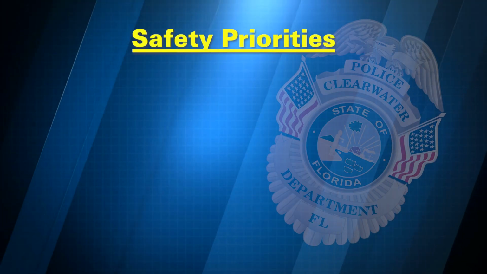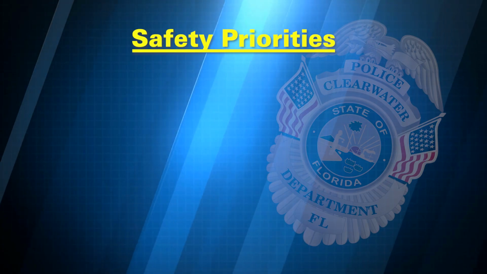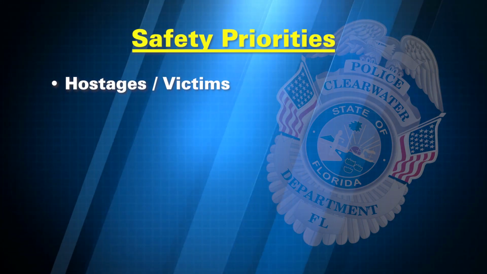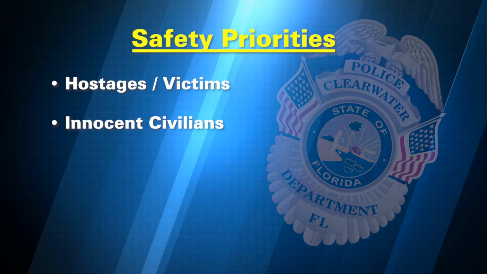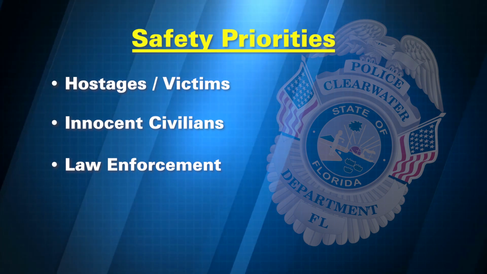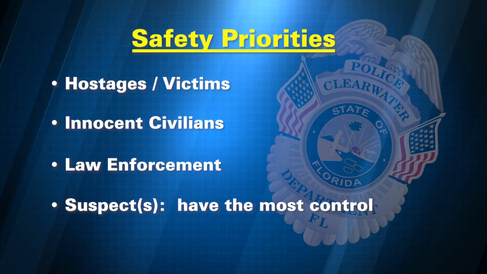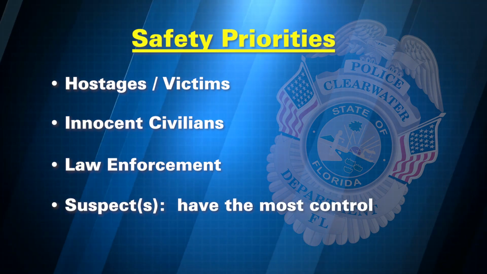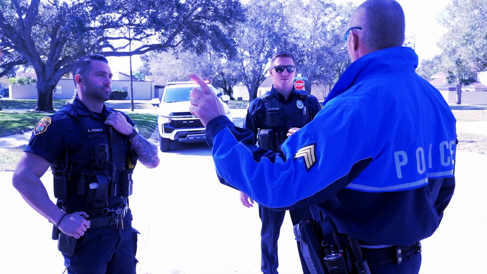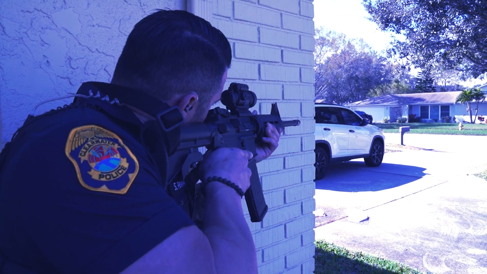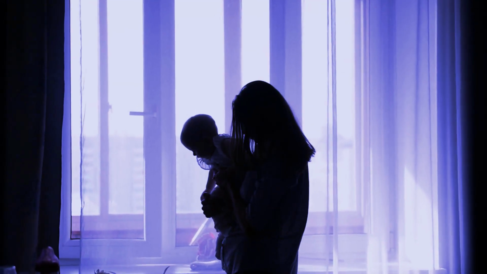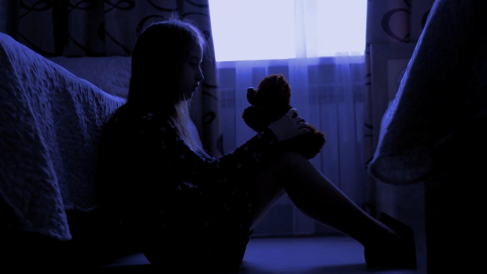The priorities are as follows: hostages and victims, innocent civilians, law enforcement, and suspects who have the most control. Those exposed to the greatest potential of injury with the least ability to escape the situation are placed at the top of the priorities. For instance, a hostage is at grave danger of injury when held against his or her will with little ability to control the situation.